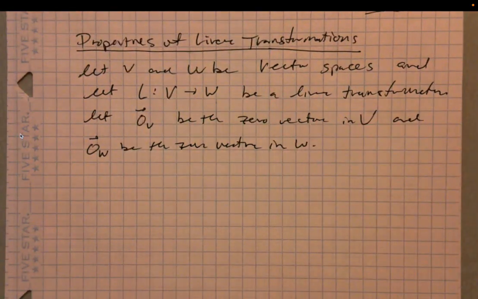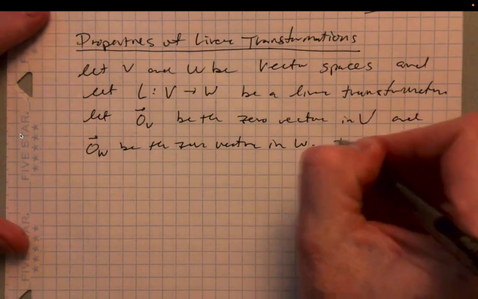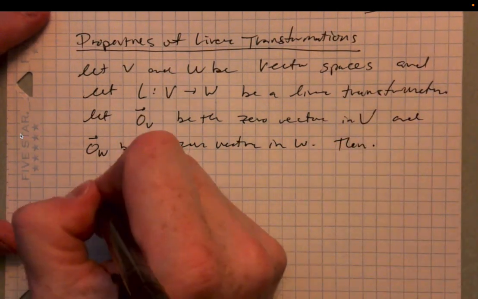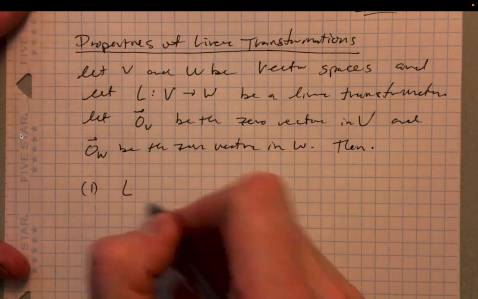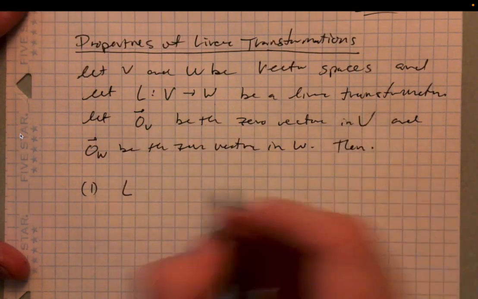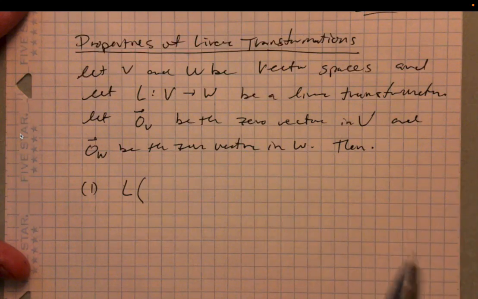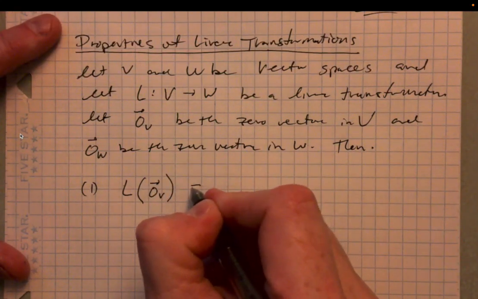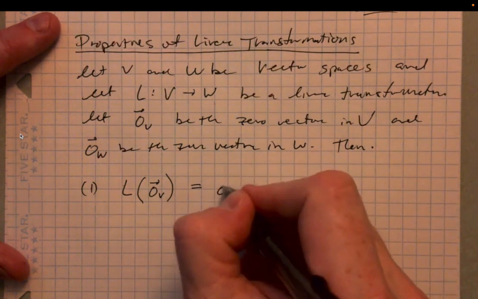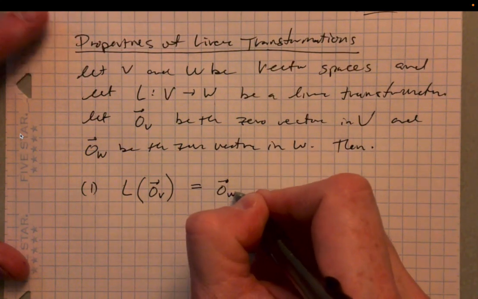Right, so every vector space we know has a zero element, and that's what these are denoting. Okay, so then we've got a couple properties. The first one is that if I apply the linear transformation to the zero vector in V, then guess what I get? The zero vector in W.